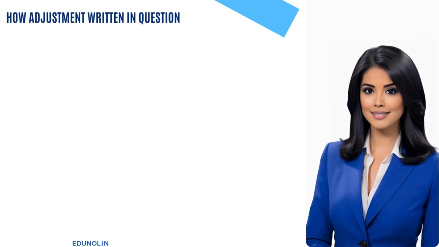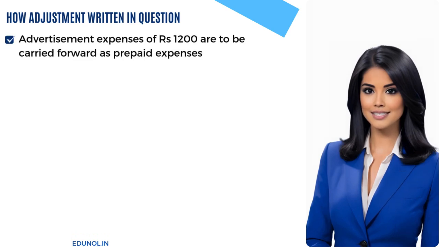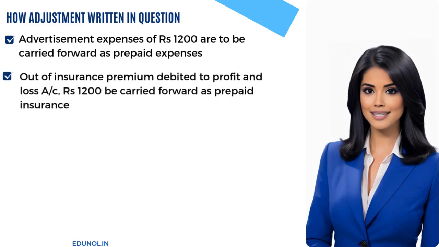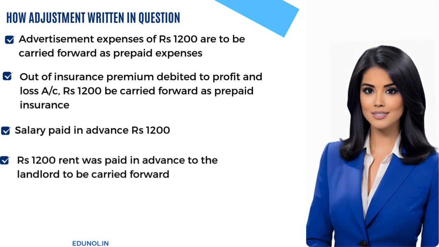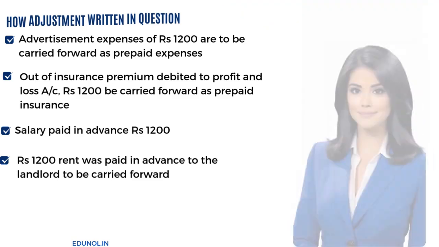Next, we come to how adjustment for prepaid expenses is written in the question. Advertisement expenses of 1,200 rupees are to be carried forward as prepaid expenses. Out of insurance premium debited to profit and loss account, 1,200 rupees be carried forward as prepaid insurance. Salary paid in advance 1,200 rupees. 1,200 rupees rent was paid in advance to the landlord to be carried forward.